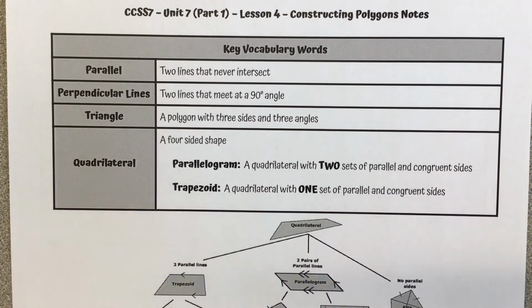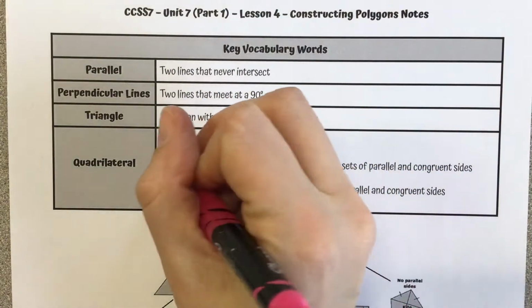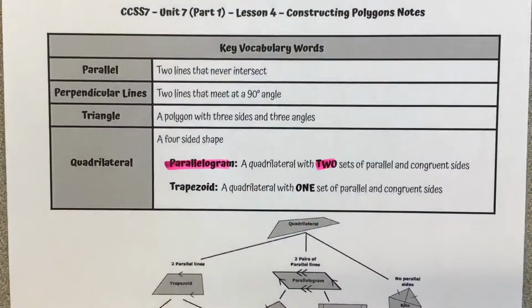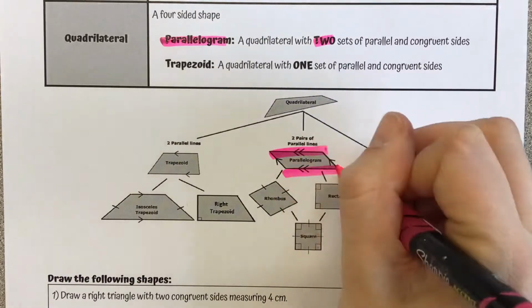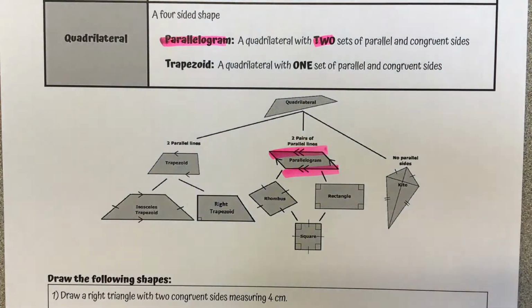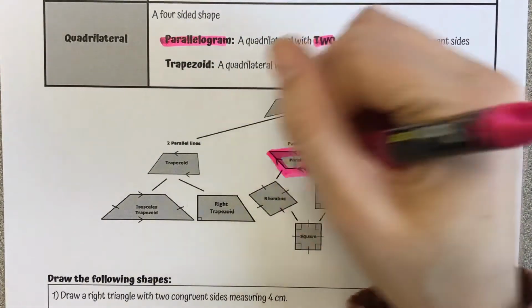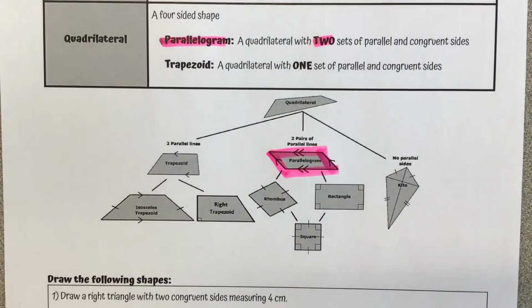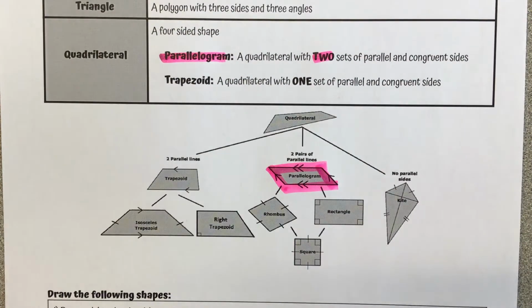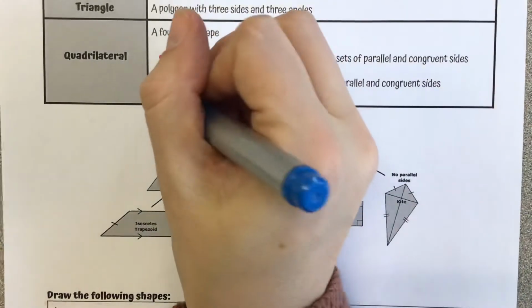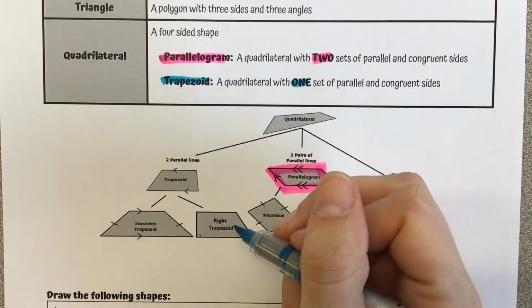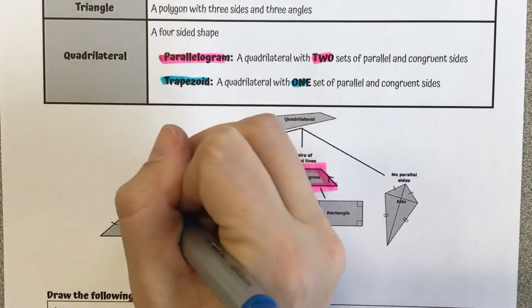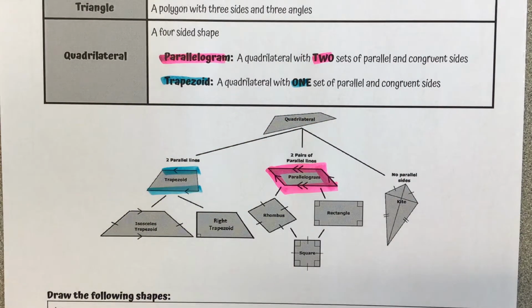What is important to note is a parallelogram has 2 sets of parallel sides. So for example here, this is a parallelogram because it has 1 set of parallel sides and a second set of parallel sides. Versus a trapezoid only has 1 set of parallel sides. So just in general here, we've got 1 set in that trapezoid.